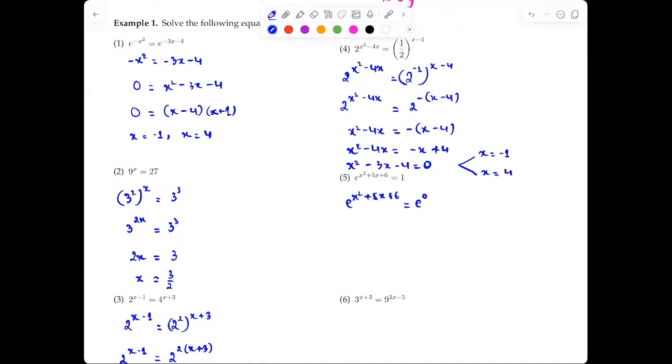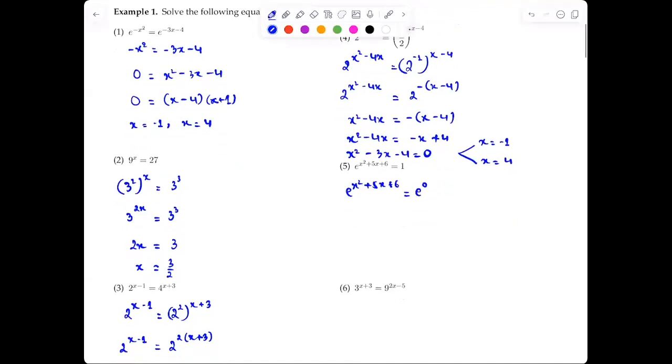Now you just match the exponents together. You get x squared plus 5x plus 6 equal to 0. Again, here you can factor or you can use the quadratic formula to solve for the solutions. You have x plus 2 times x plus 3 equal to 0. So the solution is x equal to negative 2 or x equal to negative 3.